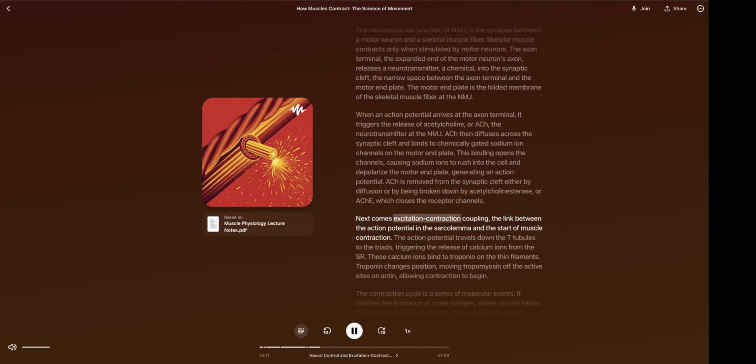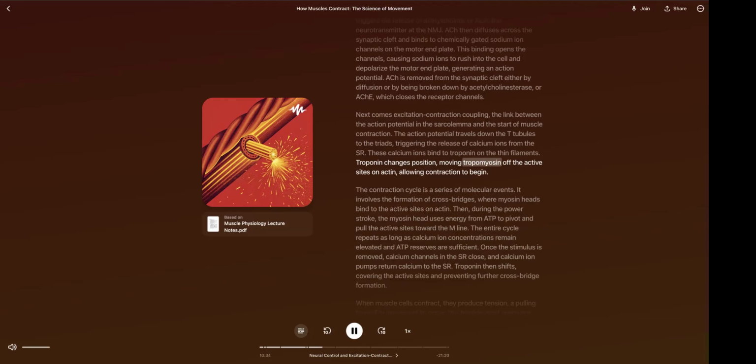Next comes excitation-contraction coupling, the link between the action potential in the sarcolemma and the start of muscle contraction. The action potential travels down the T-tubules to the triads, triggering the release of calcium ions from the SR. These calcium ions bind to troponin on the thin filaments. Troponin changes position, moving tropomyosin off the active sites on actin, allowing contraction to begin.